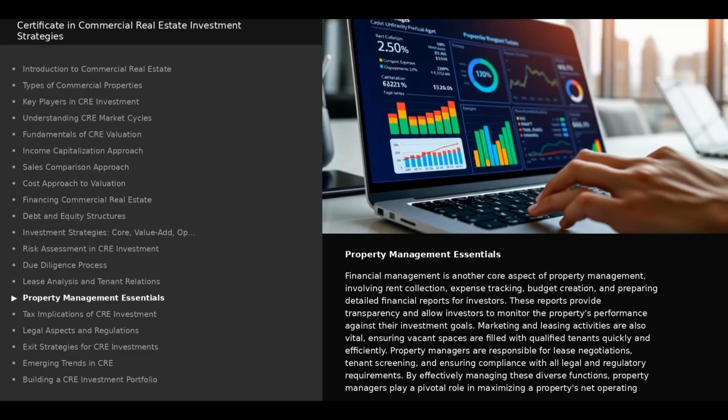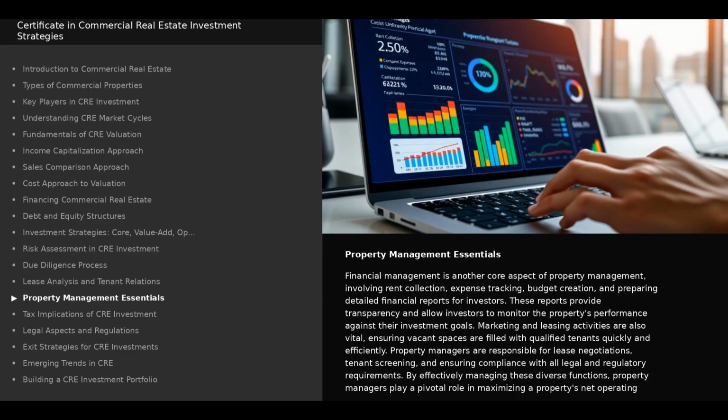Financial management is another core aspect of property management, involving rent collection, expense tracking, budget creation, and preparing detailed financial reports for investors. These reports provide transparency and allow investors to monitor the property's performance against their investment goals. Marketing and leasing activities are also vital, ensuring vacant spaces are filled with qualified tenants quickly and efficiently. Property managers are responsible for lease negotiations, tenant screening, and ensuring compliance with all legal and regulatory requirements.